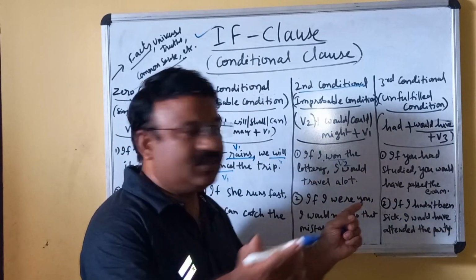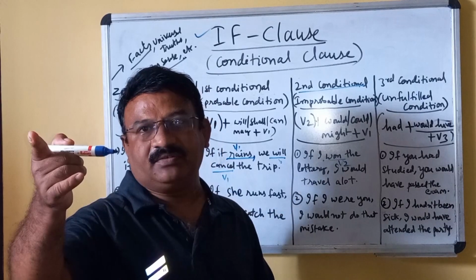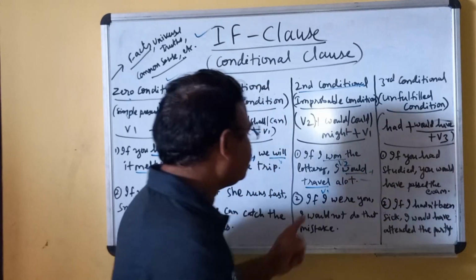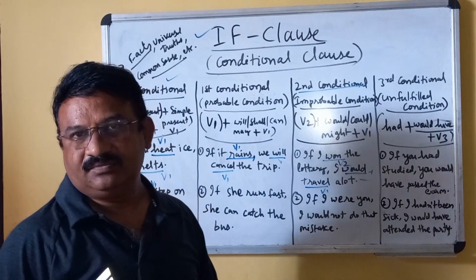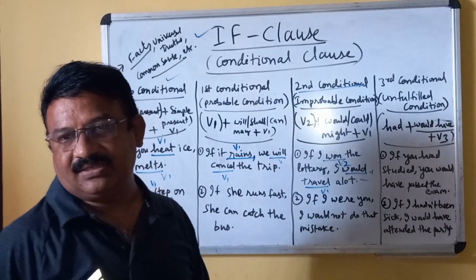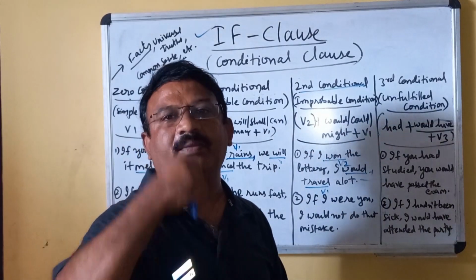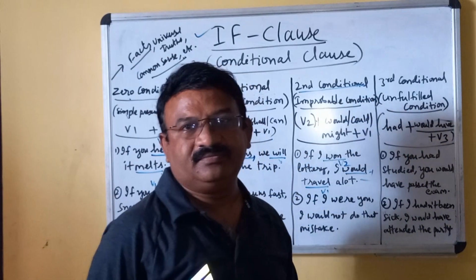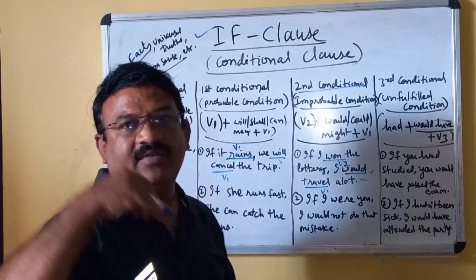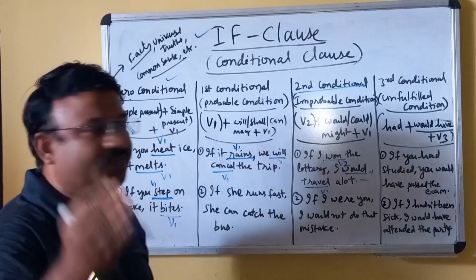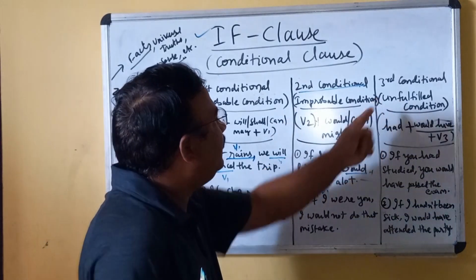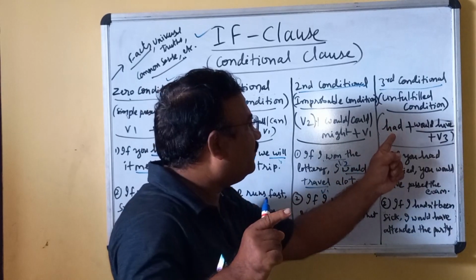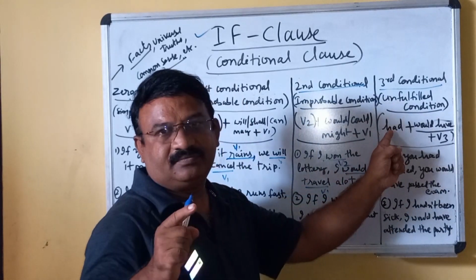So the main clause is would travel, would plus V1. Would travel a lot. This is the second conditional, the improbable or impossible condition. And the third condition, unfulfilled. It has never been fulfilled. Here for the third conditional clause, in the conditional clause the verb is had.